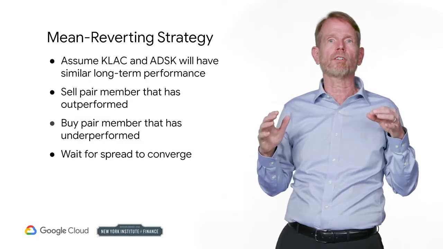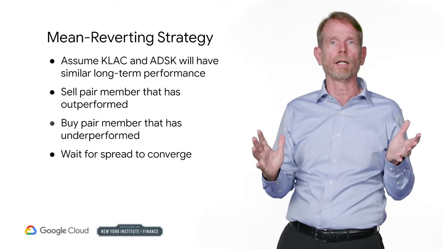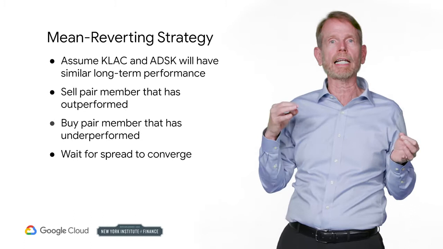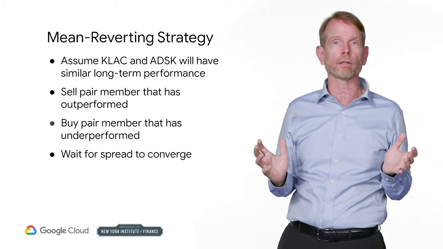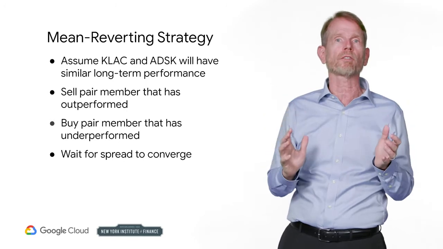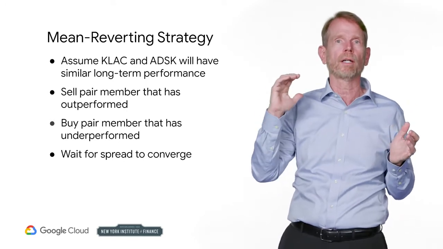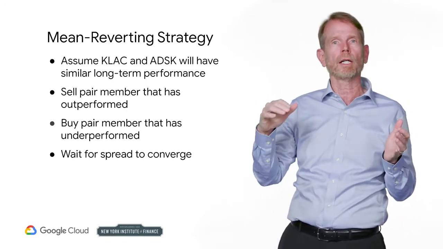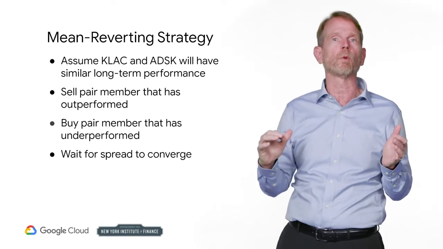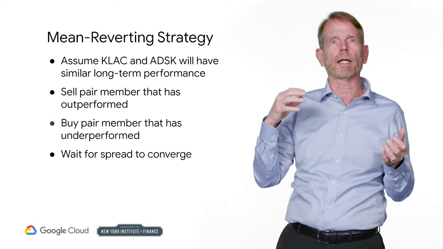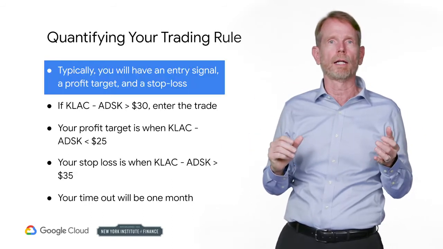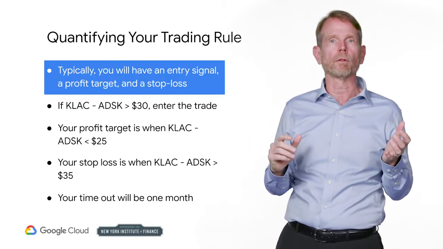Suppose you want to place a mean reverting trade. Suppose KLAC and ADSK move apart a certain amount, say more than $30. Your proposed model says that you should sell short the stock that has done better and buy the stock that has done poorly. If the spread narrows, then cover the short and sell the long position. Let's quantify your trading rule.